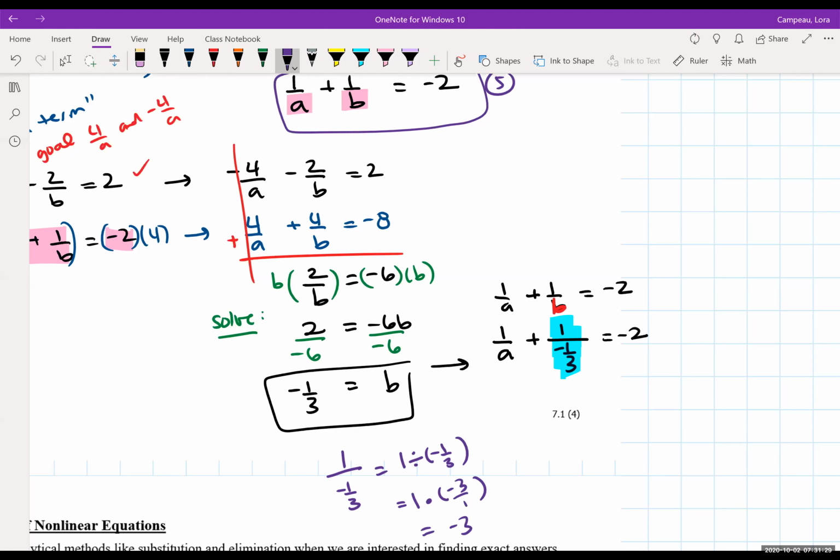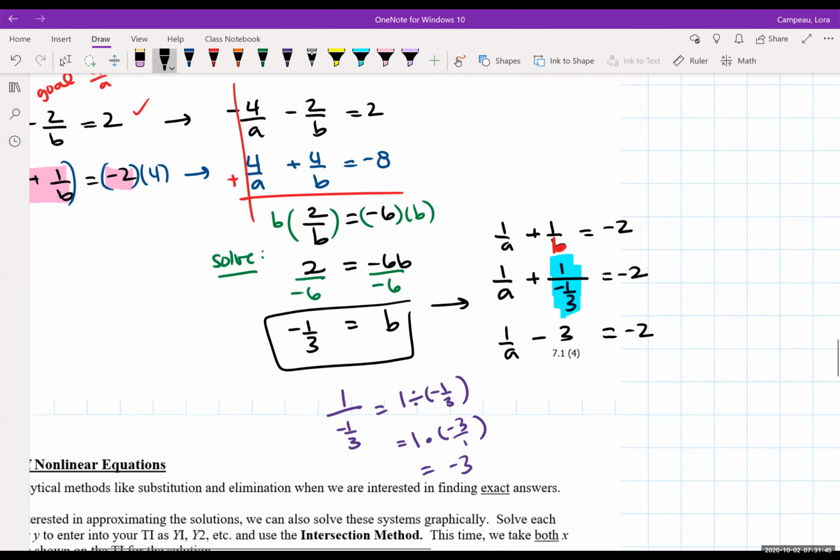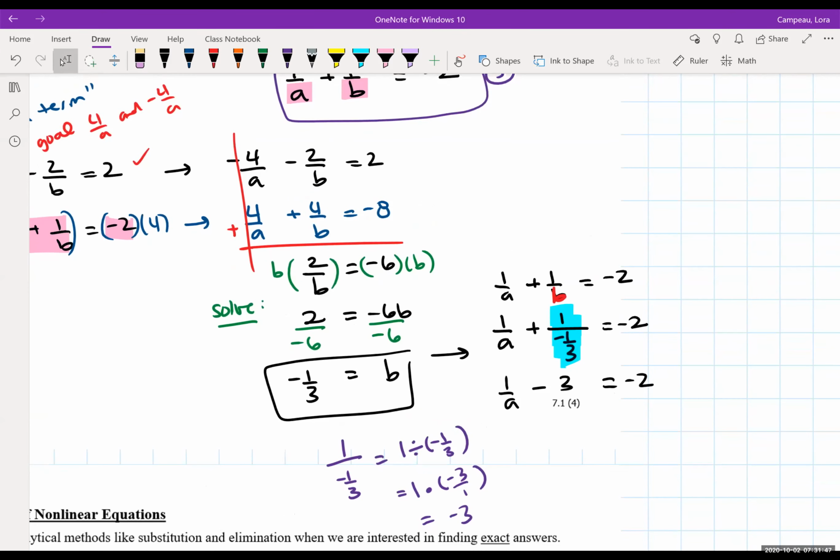So you can now simplify this part right here to 1 over a minus 3 equals negative 2. So a little bit of math involved. You could use your TI as well. There's no shame in that as long as you're dealing with numbers. But again, we still have to solve for a. So you have to add 3 to both sides. And then you're going to get 1 over a equals, this time it's a 1.